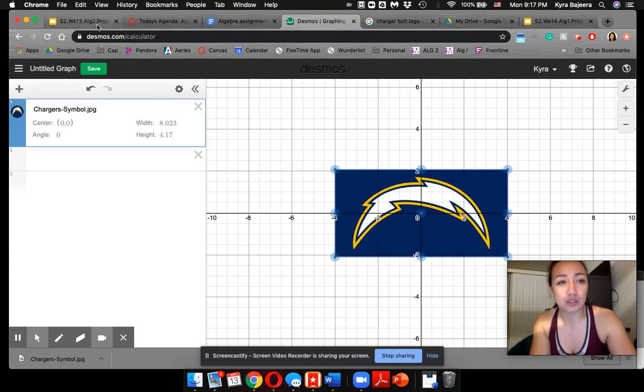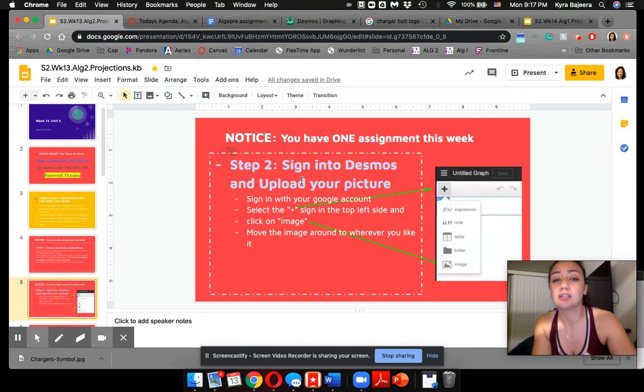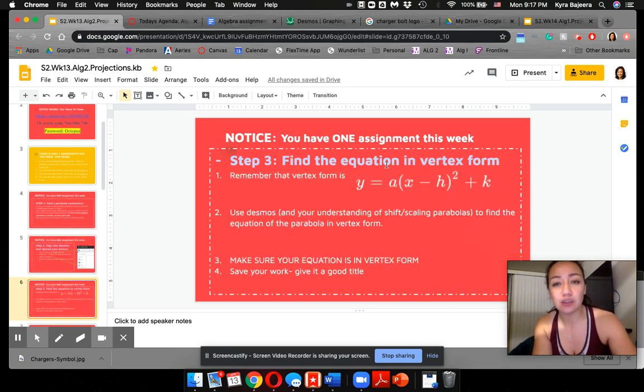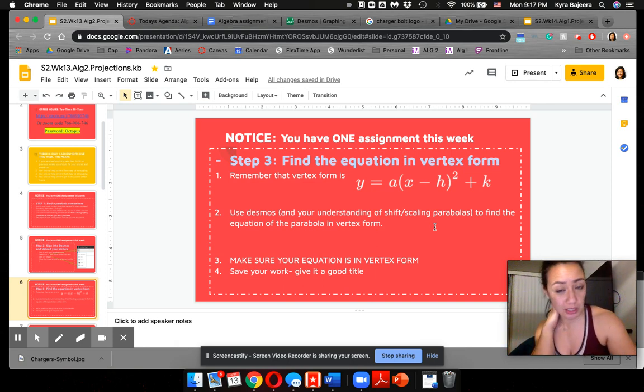Okay, so let's look back at the directions. Step one, find a parabola. I did that. Step two, sign into Desmos, upload my picture. I pressed the plus button and uploaded the image. Step three, find the equation in vertex form. Remember that vertex form is blah, blah, blah. We did that all through Khan Academy. If you need to do Khan Academy, you should do Khan Academy. Use Desmos and your understanding of shifting and scaling parabolas to find the equation of the parabola in vertex form. Make sure your equation is in vertex form. Save your work. Give it a good title.